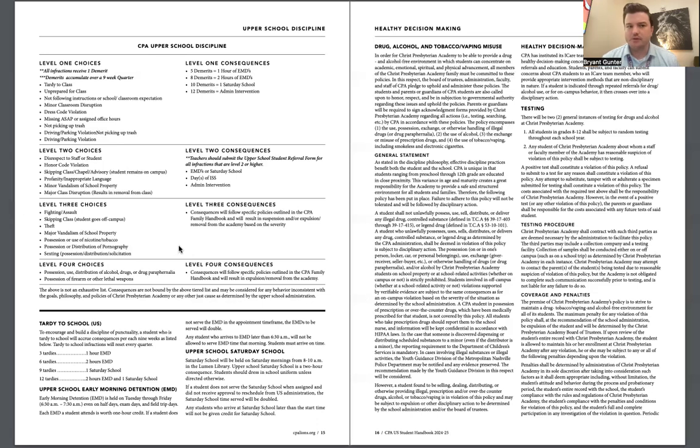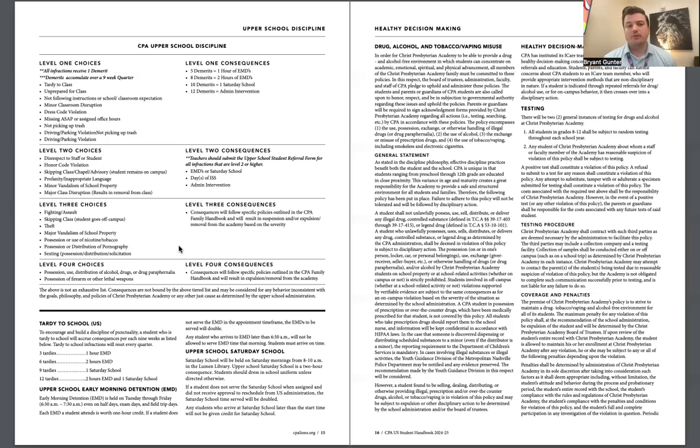Let's look through some examples of level 2 choices: disrespect to staff or student, an honor code violation, skipping class, chapel advisory, profanity or inappropriate language, minor vandalism, major class disruptions that would result in your removal. For any of those level 2 choices, you will be referred directly to an administrator, and you will meet with an administrator, and you'll immediately be assigned a consequence. So there's not a demerit in place for these. You will meet with the administrator, and you'll be assigned a consequence that's outlined in the policy, such as EMD, Saturday school, or could result in school suspension as well.